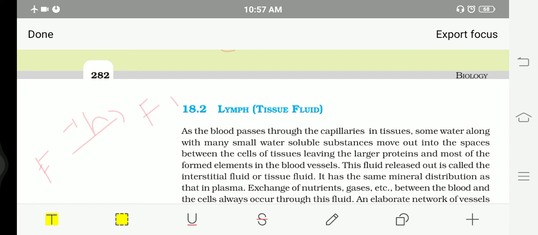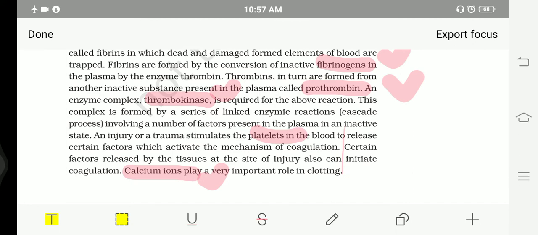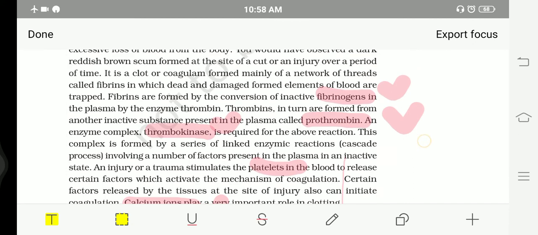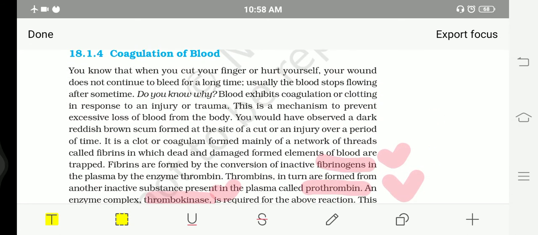So this is about the blood clotting process. Once again, I am going to discuss the blood clotting process, the coagulation of blood or blood clotting.